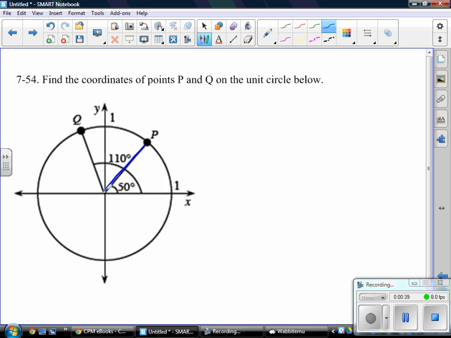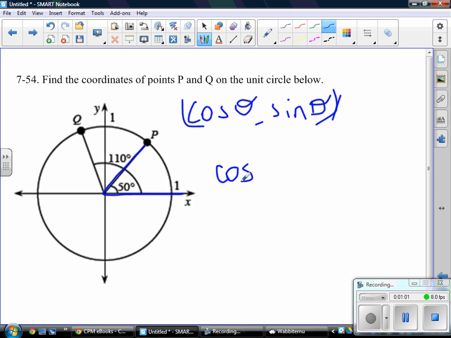So again, from the previous problem and also from the other day, we know the coordinates are going to be cosine of theta and then sine of theta. In this case, we were given the degree. Now we just need to find the cosine and sine. So we could leave our answer as cosine of our angle, which is 50, that is going to be the x-coordinate. And then sine of 50.